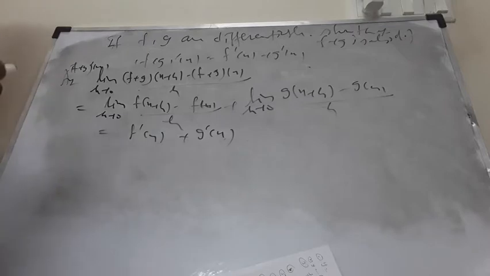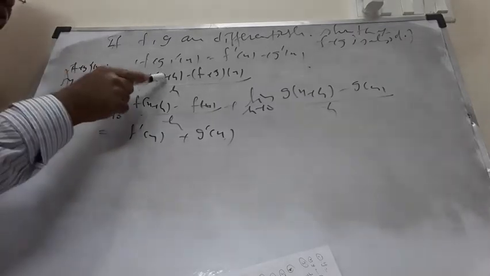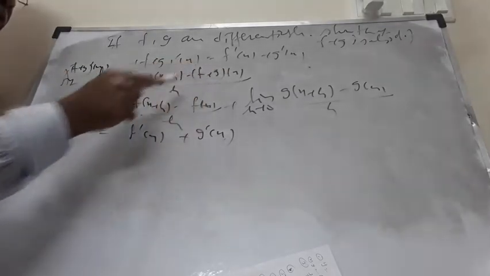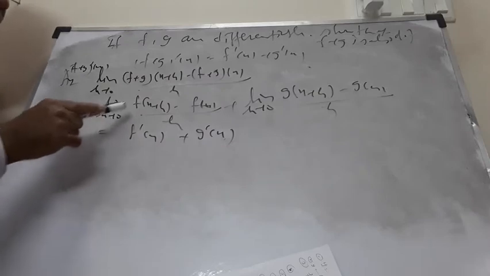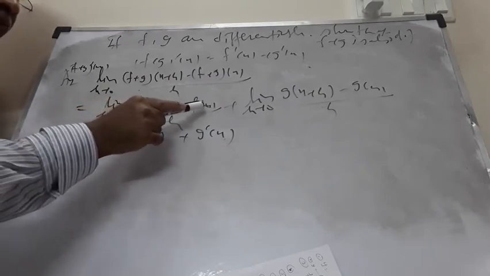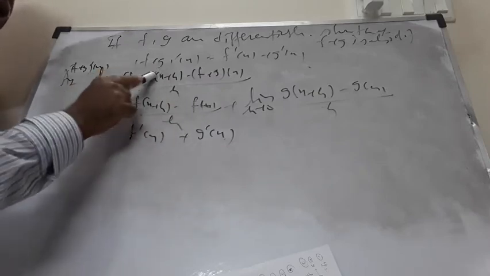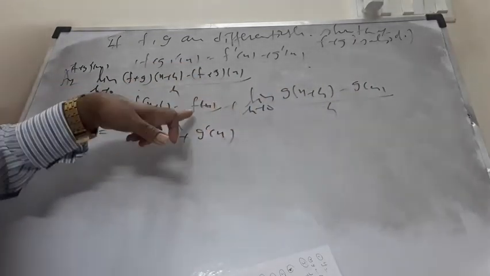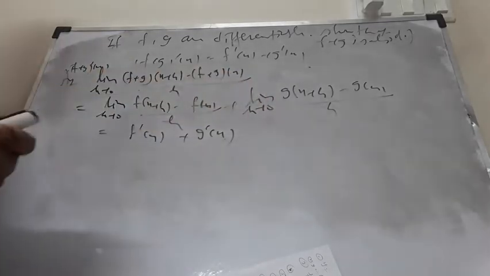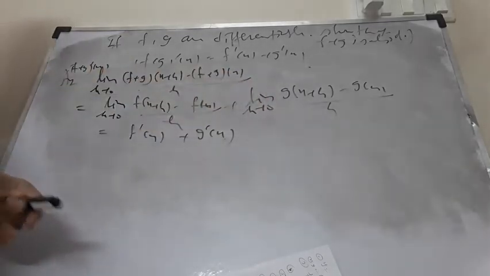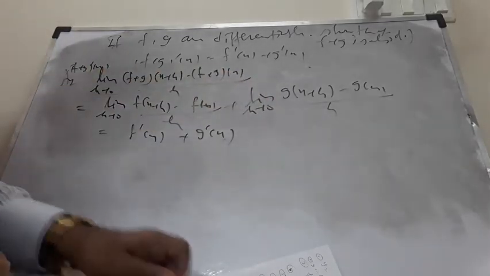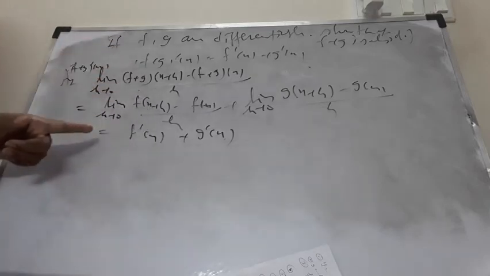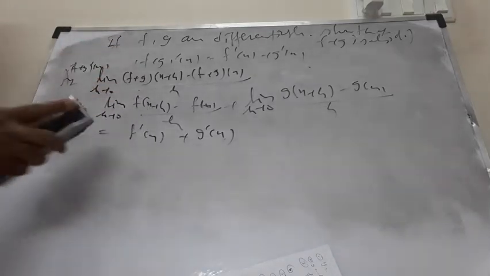Okay, let me repeat. Limit h to 0 of (f + g)(x + h) minus (f + g)(x) by h. Limit h to 0 of f(x + h) minus f(x) by h. I'll group these two and group these two separately, and put a plus sign in between. This is f'(x), this is g'(x). Therefore, the differentiation of a sum of two functions is the sum of the individual derivatives.